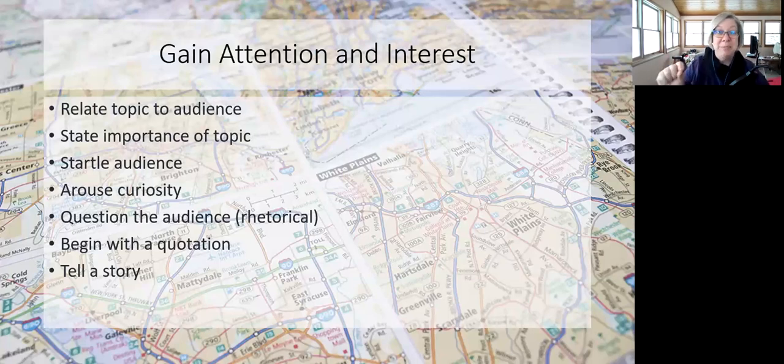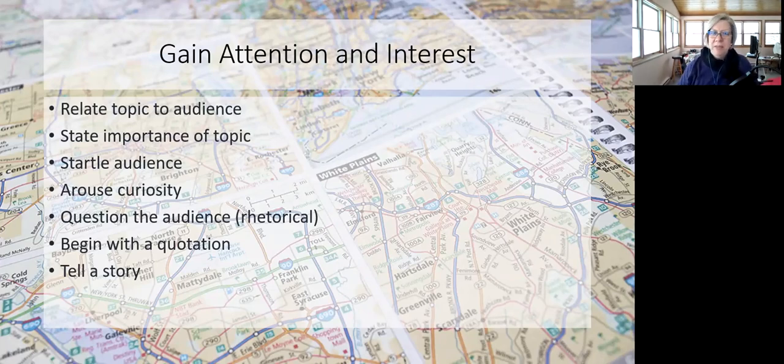Now, you can connect that speech to most anything where you're like, I've got to get through this struggle to get to something better. That's what that quote's about. So always have a quote in your pocket you can use, especially for impromptu speeches, but it's a great way to start your speech. You can start with a quotation. And another great way is to tell a story.